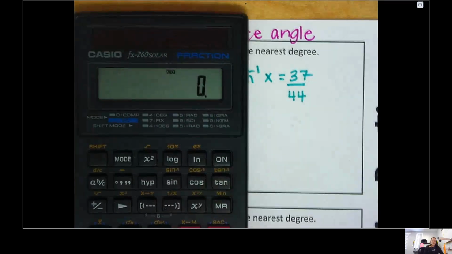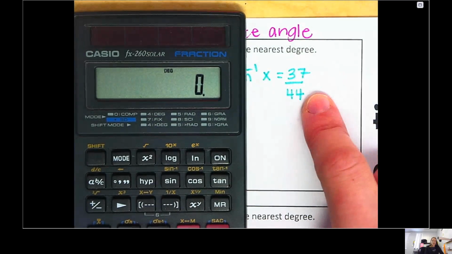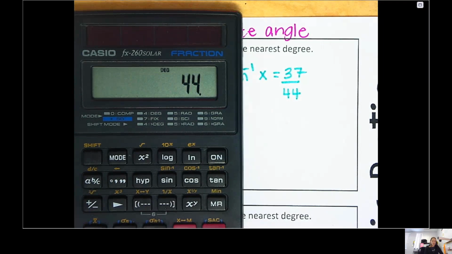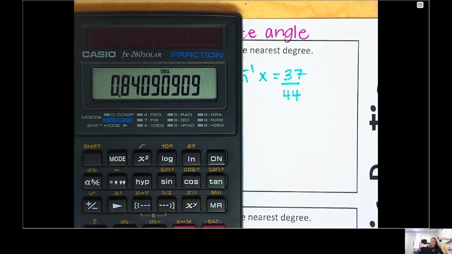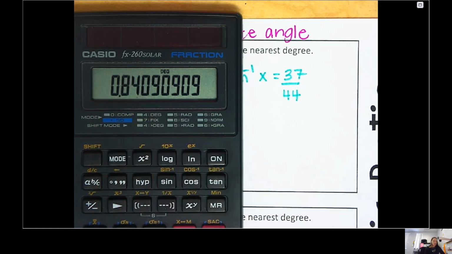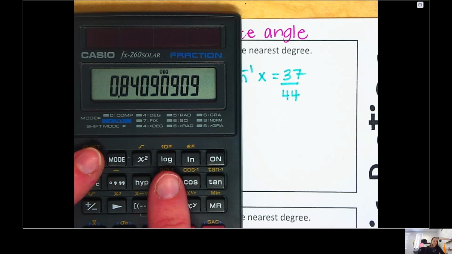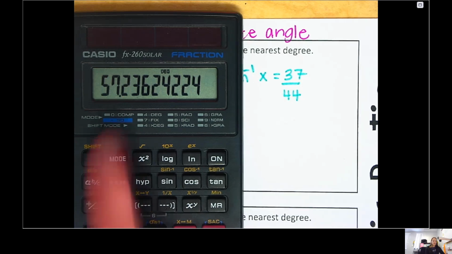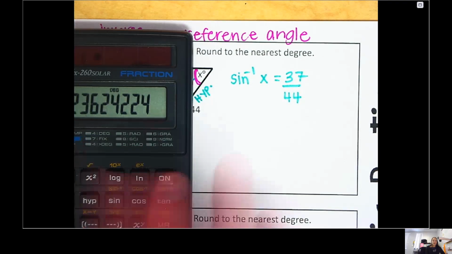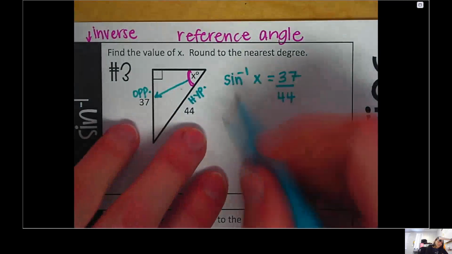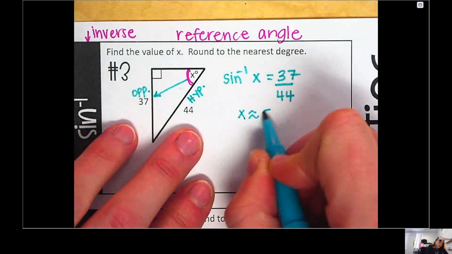So here's how we do it. Easy peasy. You will take the fraction and you'll put that in your calculator first. So 37 divided by 44, and you'll get a decimal, right? And so now from here, with that decimal in the calculator, you'll push shift sine, or second sine if you're using your phone calculator. So to the nearest degree, angle x is about 57 degrees. That's it. So x is about 57 degrees.